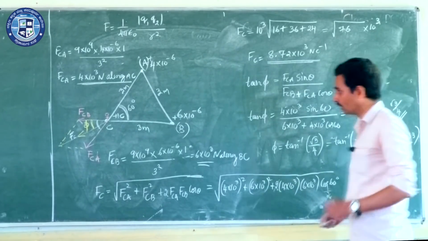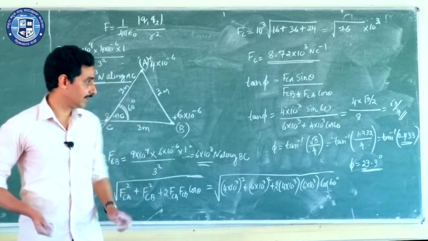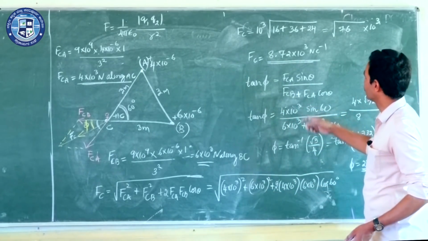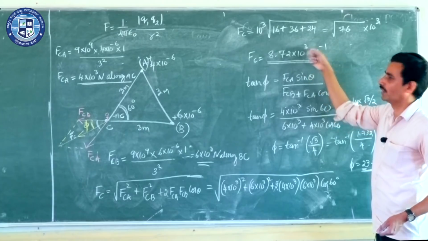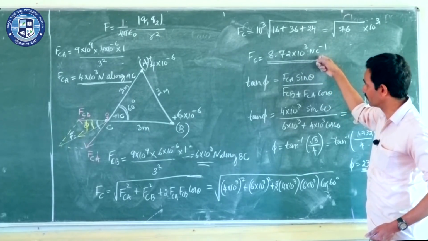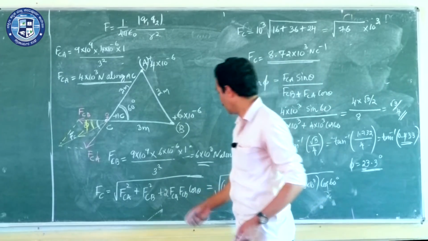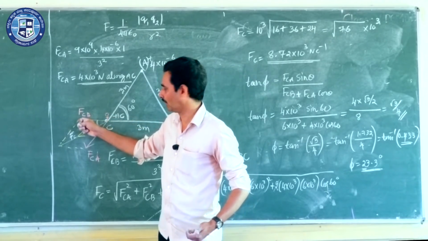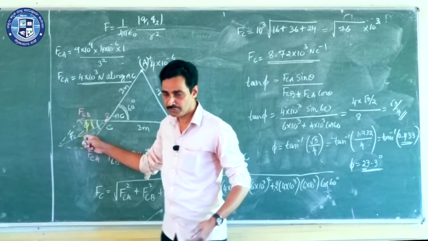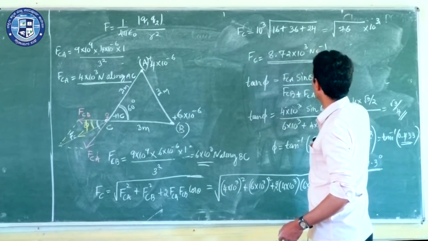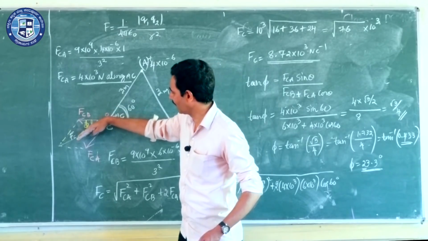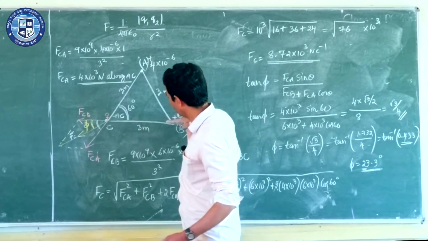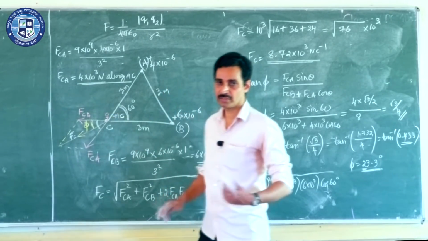So how to conclude this finally? The net force on C, with 1 Coulomb charge kept at C, is this one. What is the final answer we have got? Yes, 8.72 into 10 to the power 3 Newton per Coulomb, the net resultant force, and it acts making an angle of 23.3 degrees with BC produced, or with the FCB you can write. That's what you have to write as the final answer.